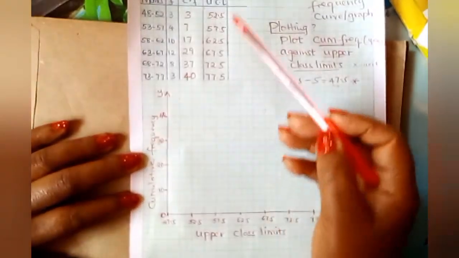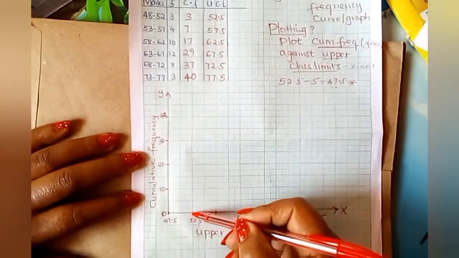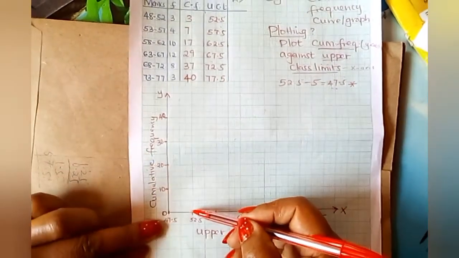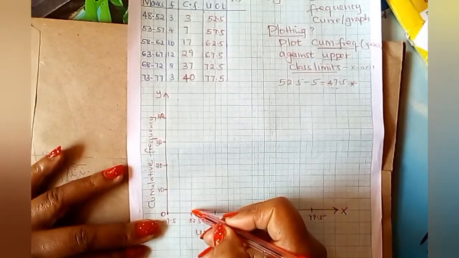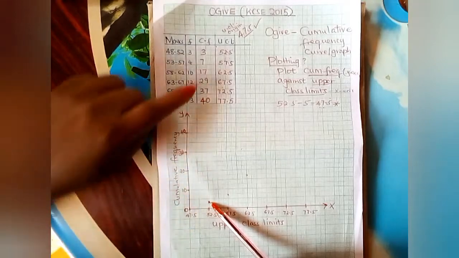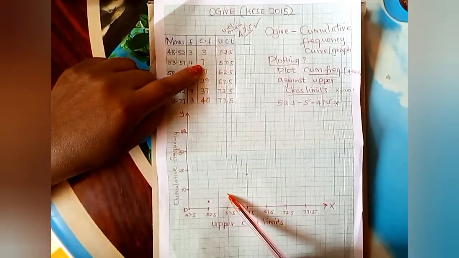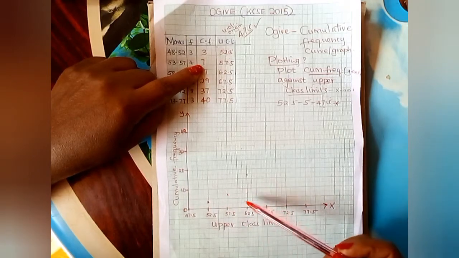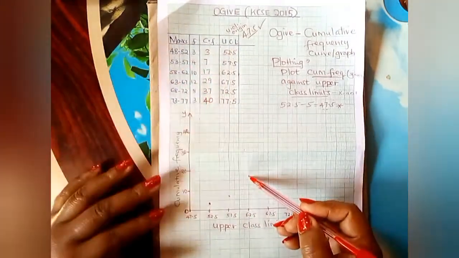We plot. So 52.5 goes with 3. So where is our 3? So you plot 52.5 with 3. 57.5 with the 7, you take care of the tiny squares. You take 62.5 with the 17, there we are.